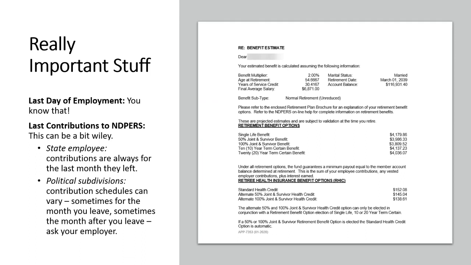Last contributions. Now this seems a little weird, perhaps a bit wily, but about 40% of our folks are state employees. The other 60% are political subdivisions. State employees are always paid the first of the month for the previous month's wages. Now, in that case, for example, we'd say February 28th is your last day, your last paycheck is March 1, and your retirement date is March 1.